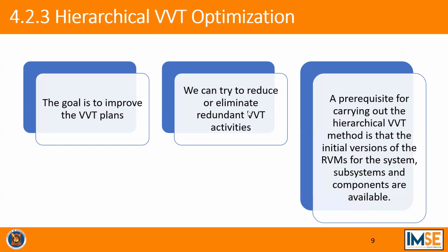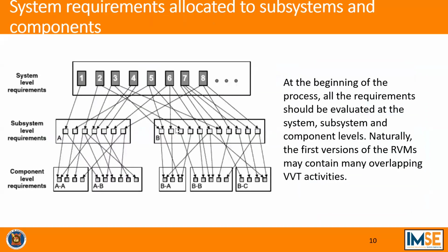Now, hierarchical VBT optimization, what is the goal of it? Basically, the goal is to improve the VBT plans, and we can reduce or eliminate redundant or repetitive VBT activities so that cost is minimal. For hierarchical VBT optimization, initial RVMs of the systems, subsystems, and components are a prerequisite. From this diagram, here we can see system level requirement 1 is allocated to subsystem A, and then allocated to components AA and AB.